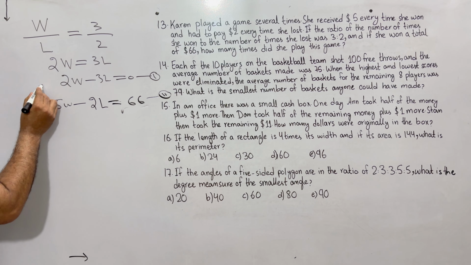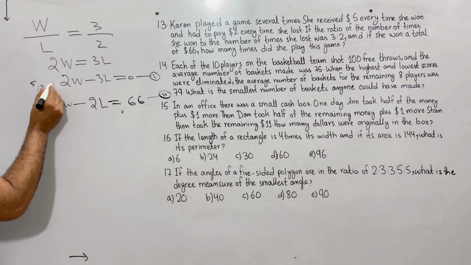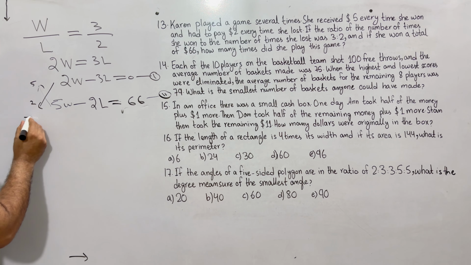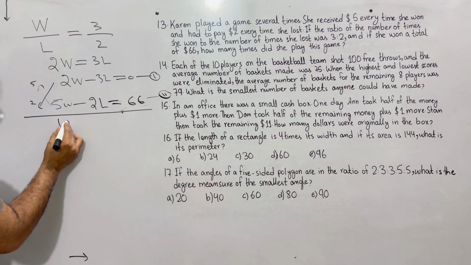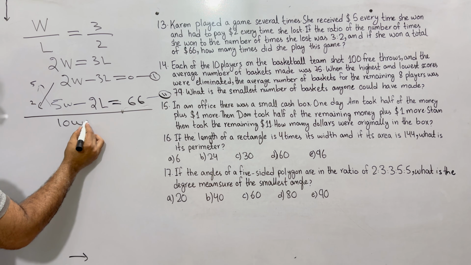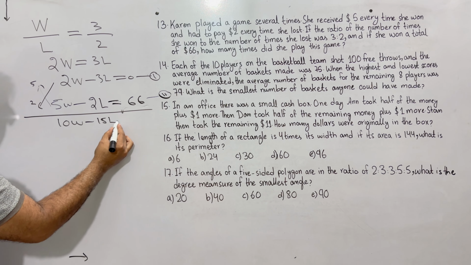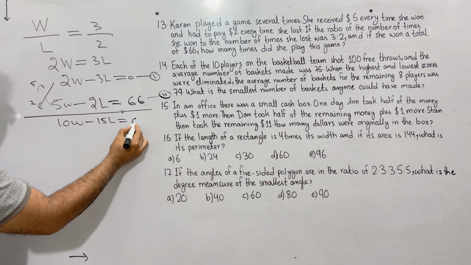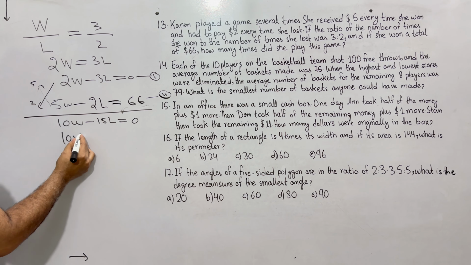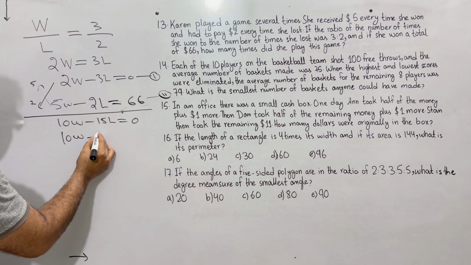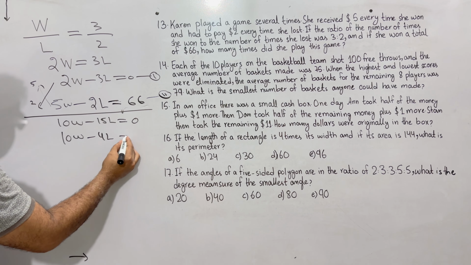Simple. Make the coefficients the same. Multiply 5 with the first equation, 2 with the second equation. We are going to have something. 2 5 the 10, 10 times W. 5 3 the 15 times L. 0 times 5, it remains 0. And what about this? 2 5 the 10, 10W. 2 2 the 4 times L.